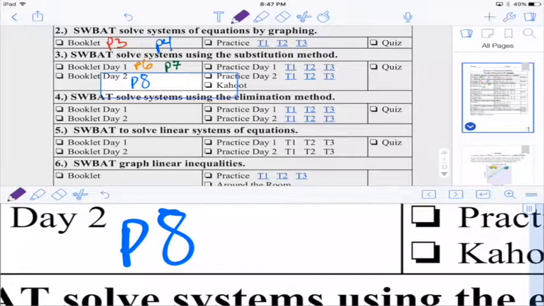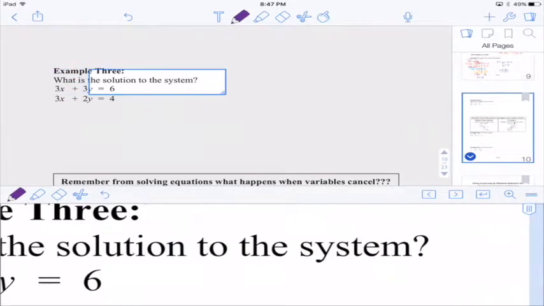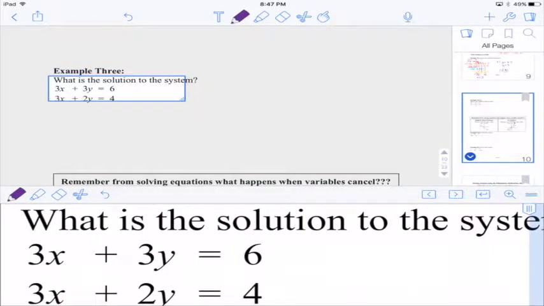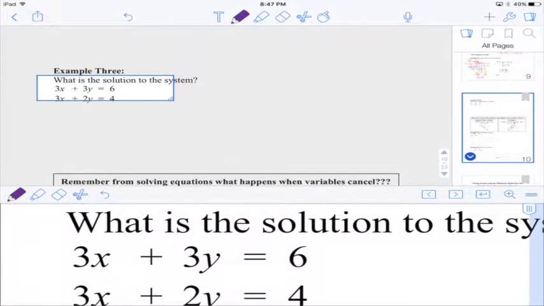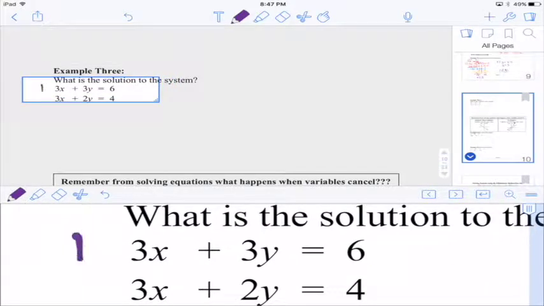All right, Algebra 1 students, this is page 9. So I'm trying to solve my system. I need to solve one of these variables first. So I'm going to take my first equation and I'm going to solve it for x.